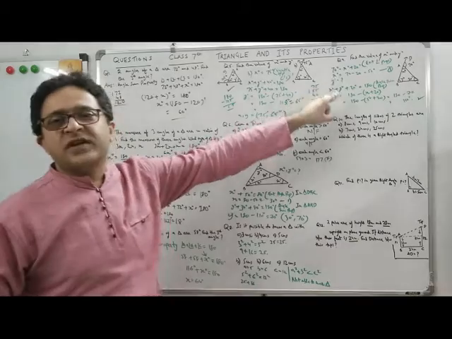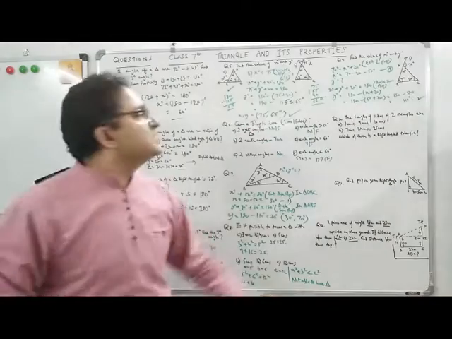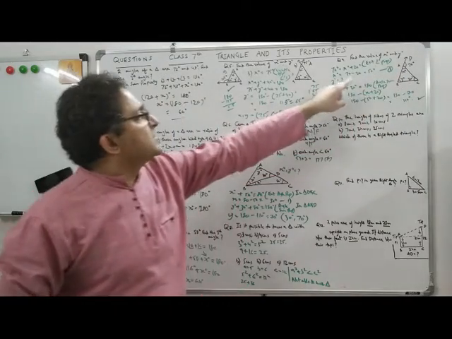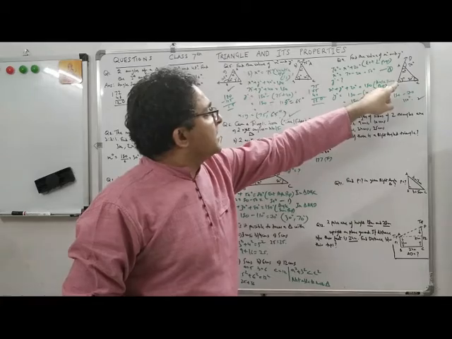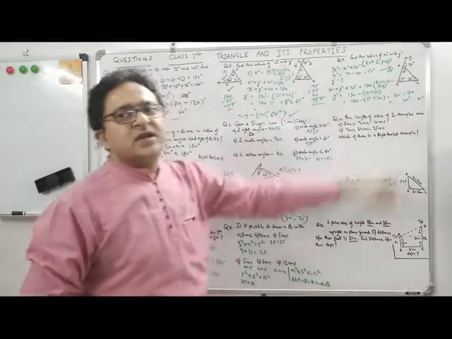exterior angle property. The exterior angle property says it is equal to the sum of the interior opposite angles. And so 70 is equal to x plus 20. We take x as 50, then we put x as 50 here. So 50 plus 20 is 70, and 180 minus 70 is 110.